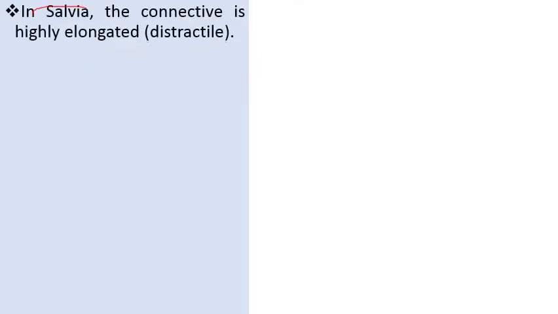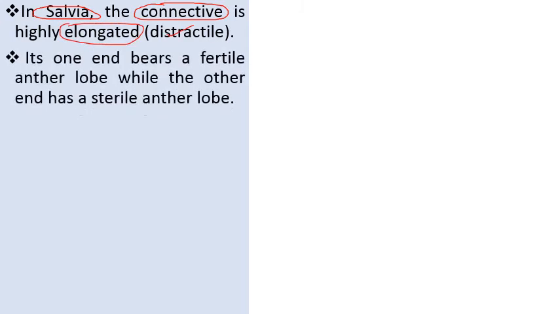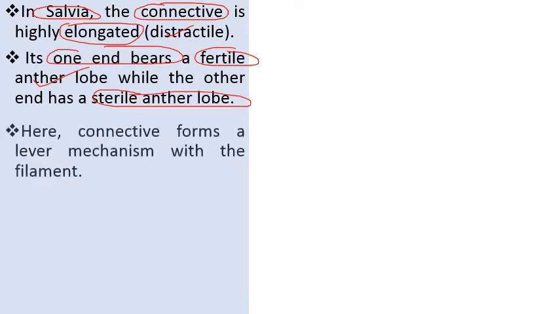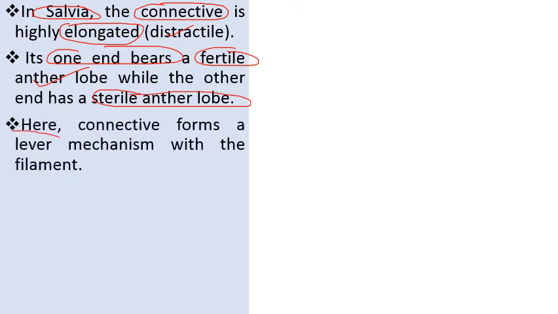In case of salvia, which is a bilabiate flower, corolla इसमें present होता है. इसमें जो connective present होता है, connective is the cementing material which joins the two anther lobes. It is highly elongated, जिसे distractile connective भी कहा जाता है. इसमें एक end में it bears the fertile anther lobe, and while the other end bears the sterile anther lobe. And here connective forms a special mechanism जिसे कहा जाता है lever mechanism with the filament, and it helps in dispersal of pollen grains with the help of insects.